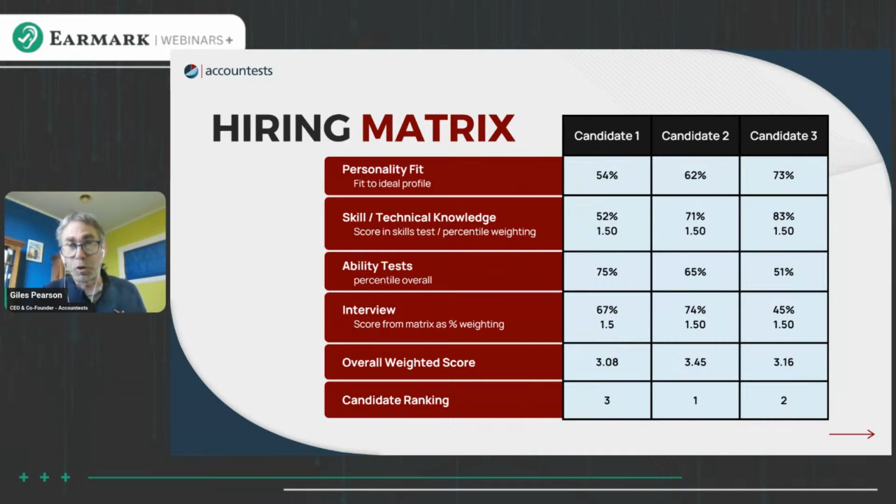I've done my interview scoring because I know about good interviewing technique, and I'm weighting that 1.5 because interviews are really important. And I've got an overall weighted score, and that's telling me I should hire candidate number 2, all things being equal. If I'm not going to hire candidate number 2, I need to justify to my fellow interview panel, or we need to justify to ourselves, why they're not going to be the best candidate for us.